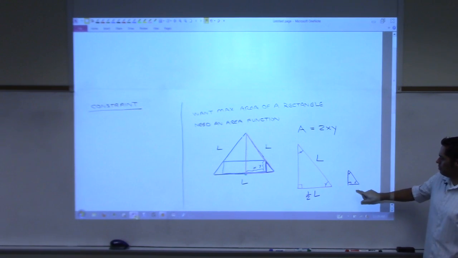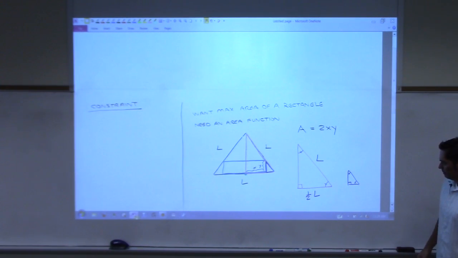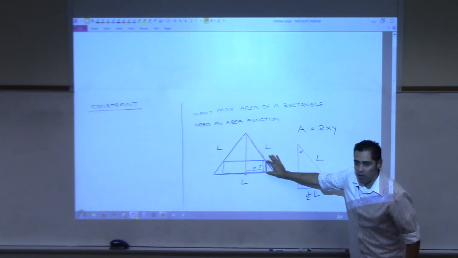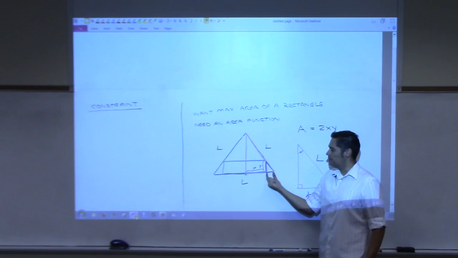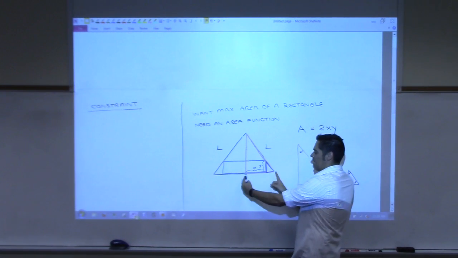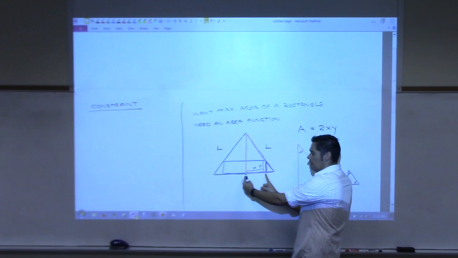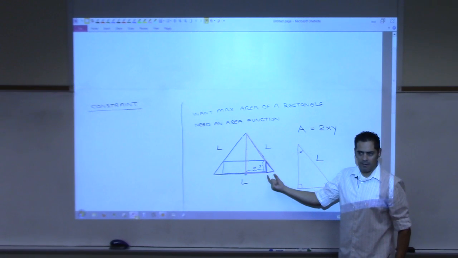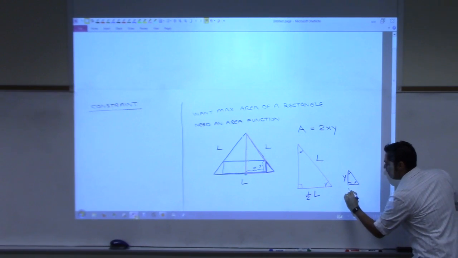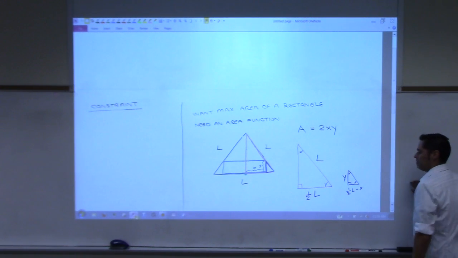What about this triangle? Do you know anything about this triangle? This right here is what? Y. Okay? And this right here, careful here, is what? Half of L, take away x. So if this was 5 and this is x, then this distance right here would be 5 minus x. Understand that? So this side right here is half of L, take away x.